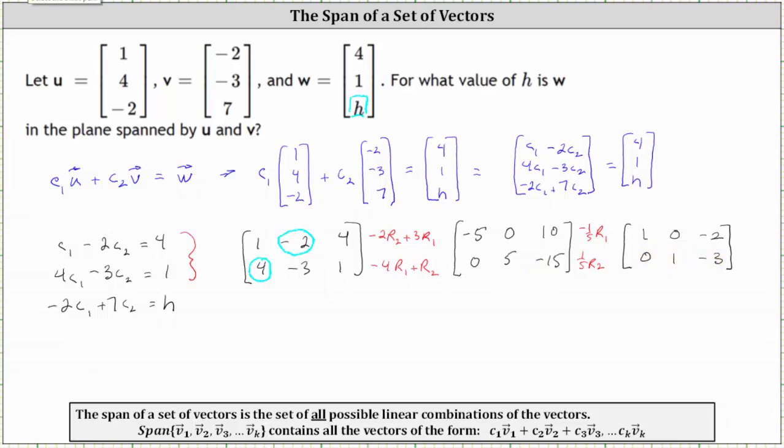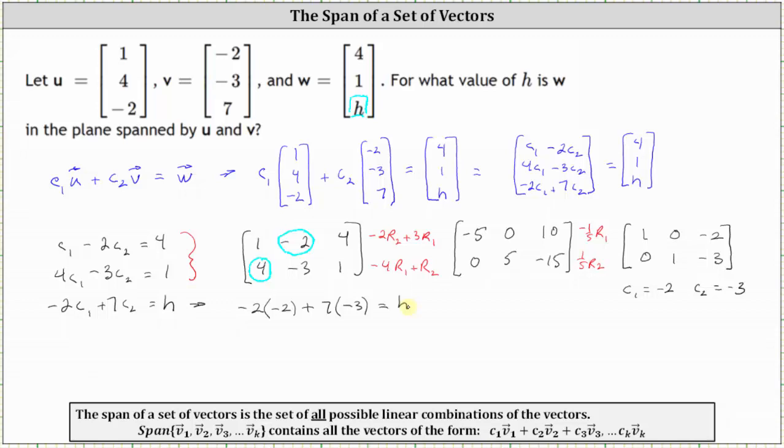The first row indicates that c sub 1 is equal to negative 2. And the second row indicates that c sub 2 is equal to negative 3. Now that we know the values of c sub 1 and c sub 2 that satisfy the first two equations, we can now determine the value of h by performing substitution for these values into the third equation. Performing substitution, we have negative 2 times c sub 1, which is negative 2, plus 7 times c sub 2, where c sub 2 is negative 3, and this is equal to h.